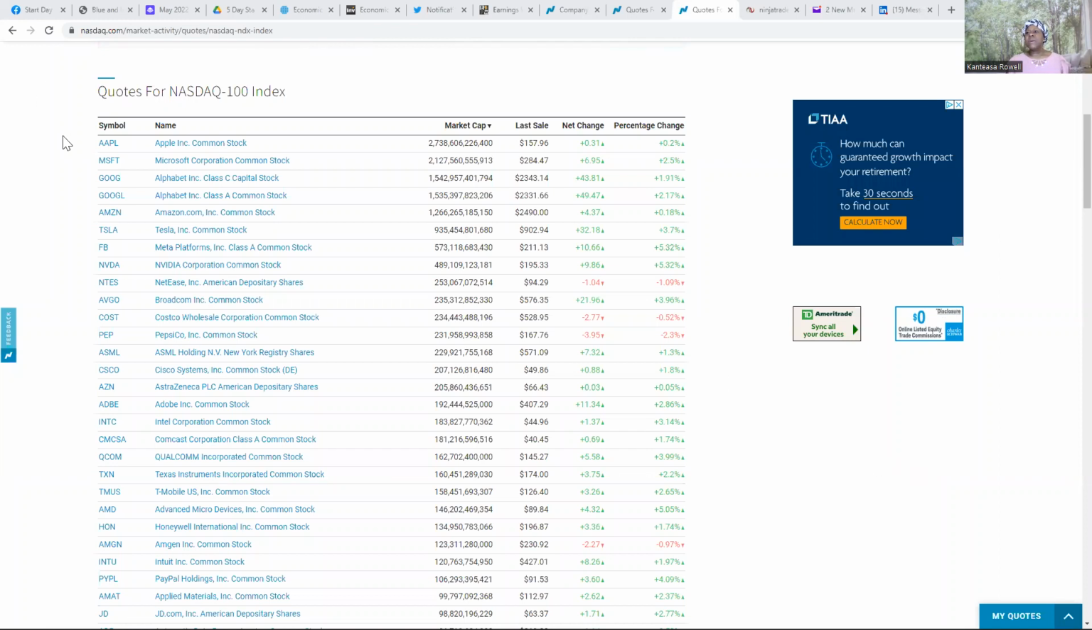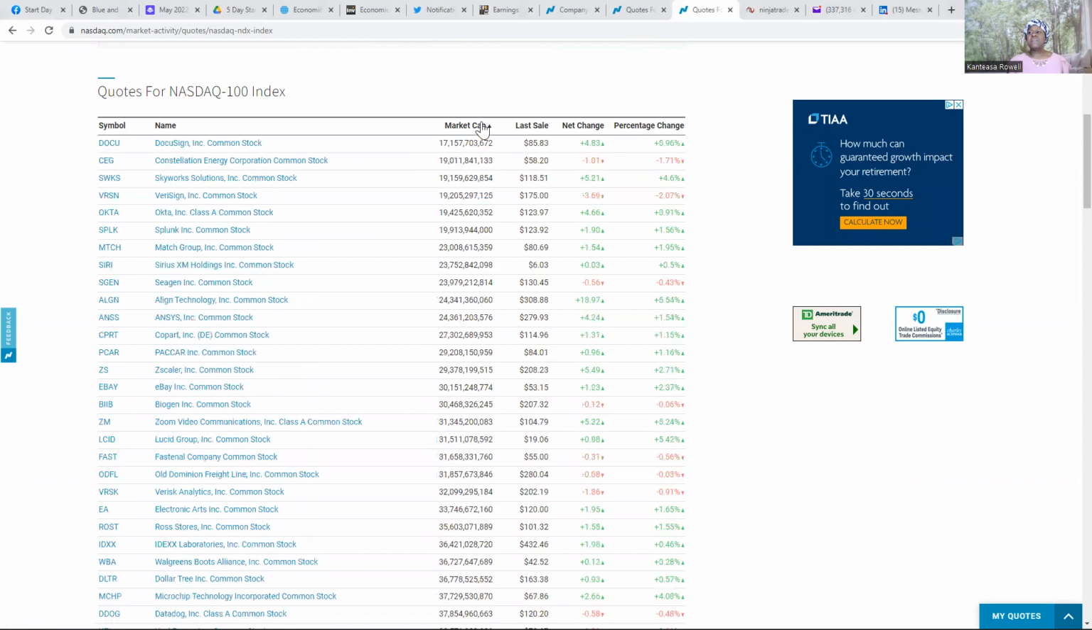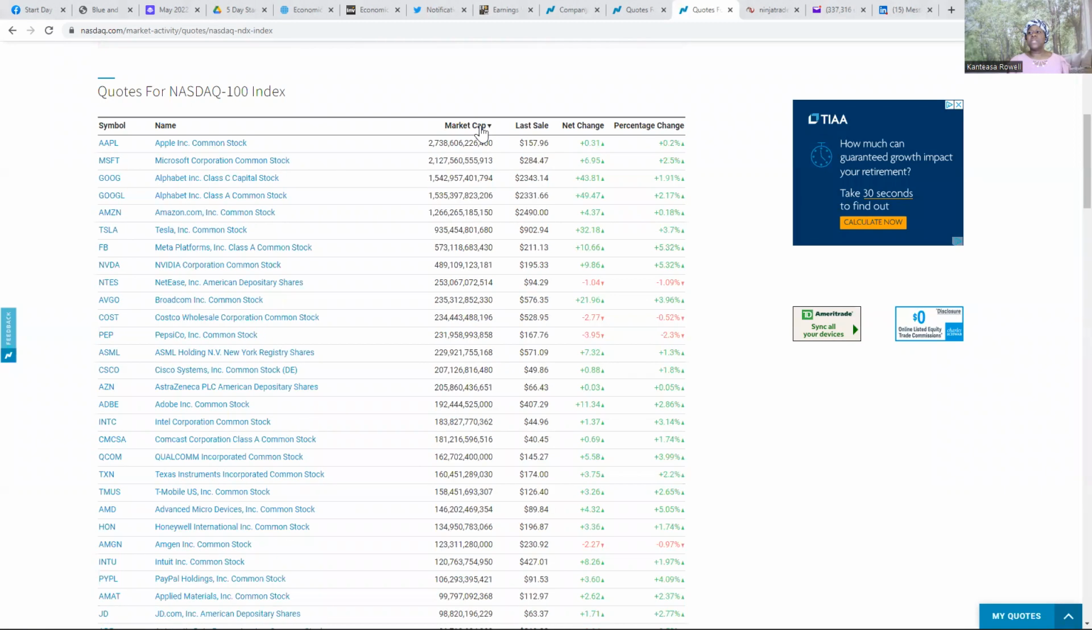So these are the top holdings for the NASDAQ 100. Apple, Microsoft, Google, Amazon, Tesla, Facebook, which is Meta now. And here, if you click on market cap, it can give you the smallest to largest, as well as the largest to the smallest, or whatever your preference is.